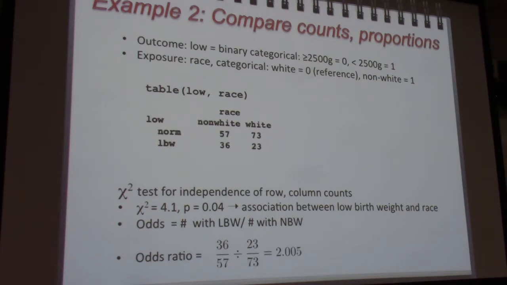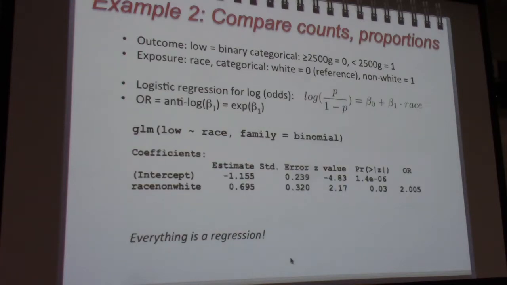Similarly, you will remember that we looked at the 2x2 contingency table where we cross-tabulated low birth weight and race, and we calculated a chi-squared test for independence between the row and column variables. And we calculated a chi-squared statistic of 4.1 with a p-value of 0.04, and we concluded that there was an association between low birth weight and race, and we even calculated an odds ratio of 2.005. Well, that too could have been framed as a regression. So in this case, we have a binary outcome, and you may remember a moment ago I said for binary outcome, we do a logistic regression.